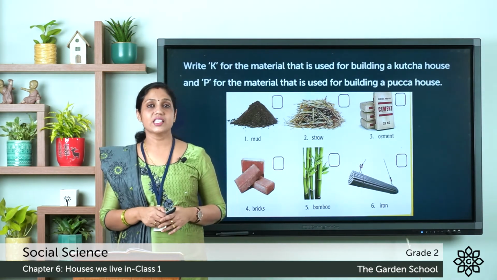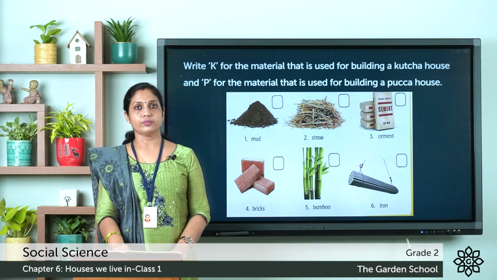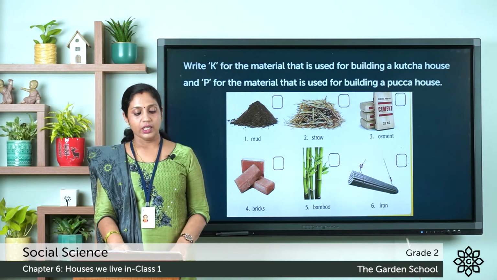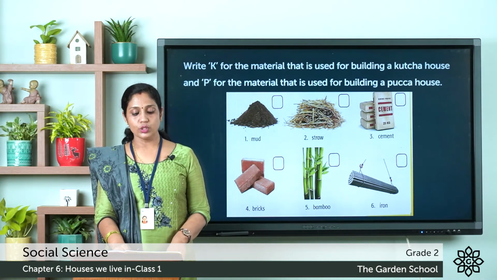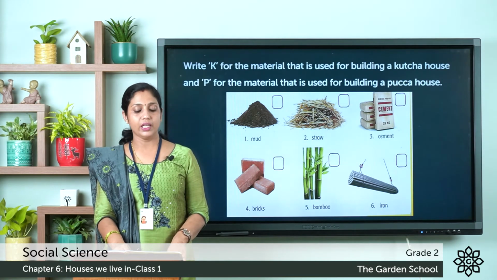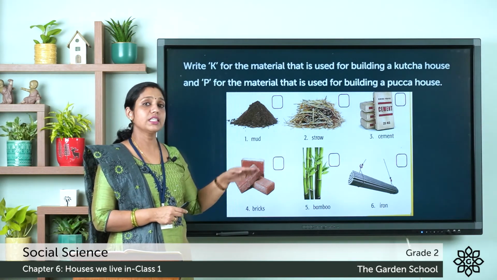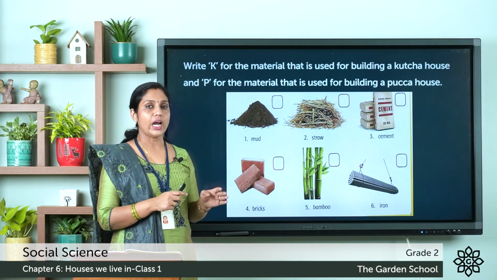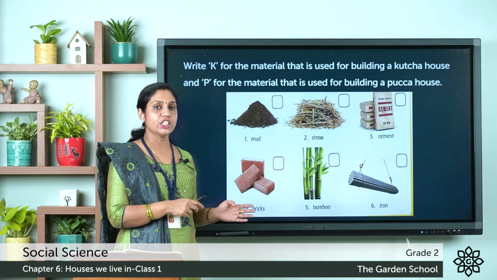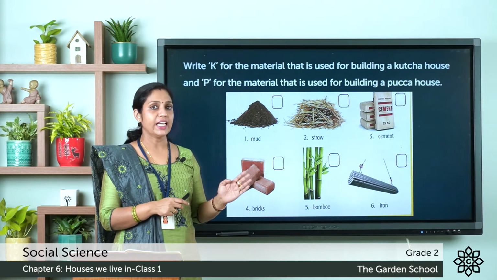Next, we have the exercise part in our text. You can turn to page number 30. Let's read it out. Given below are some materials used for building houses. Write K for the material that is used for building a kacha house and P for the material that is used for building a pakka house. Here some pictures are given. What you have to do? These are the materials used for building houses. Identify whether it's used for building a kacha house or a pakka house. If it is used for a kacha house, we have to write K there.